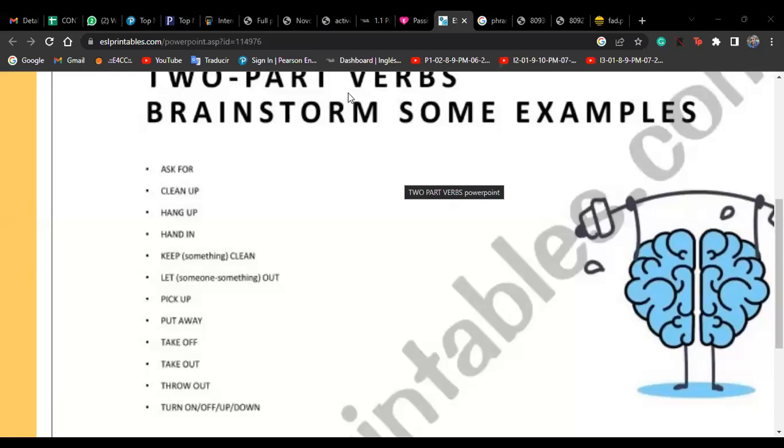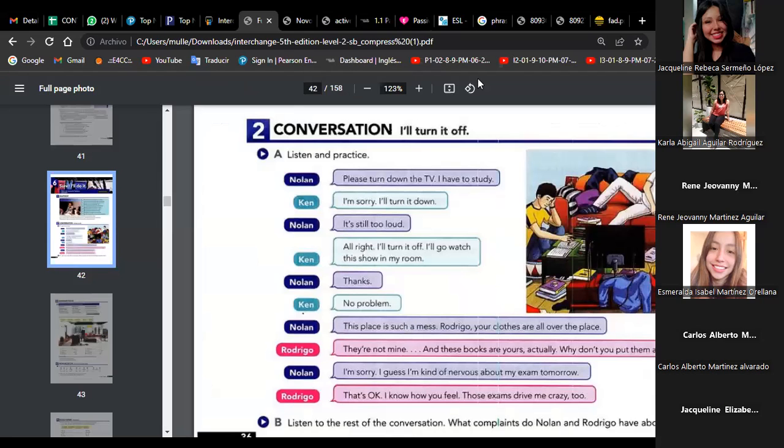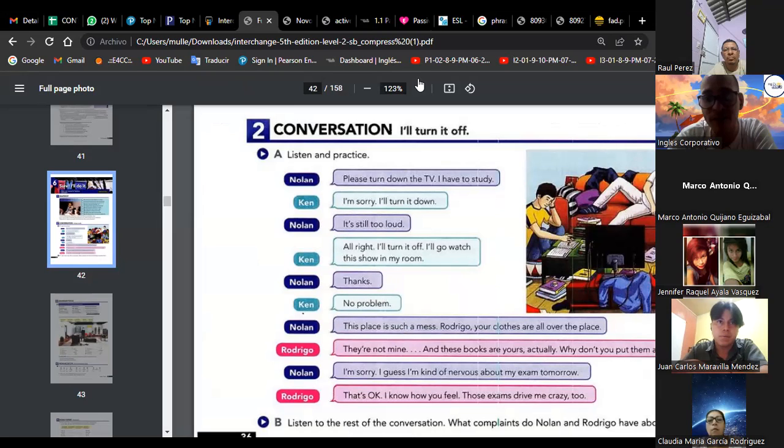So this is about the conversation. And over here we have the verbs turn down, turn off, and put away. Let me see. No, only those ones. So those are the two-part verbs that we need to practice. So for this, let me share with you the conversation. Here you have the conversation. And right now, help me to read it, please. Let's go with Marco Antonio.